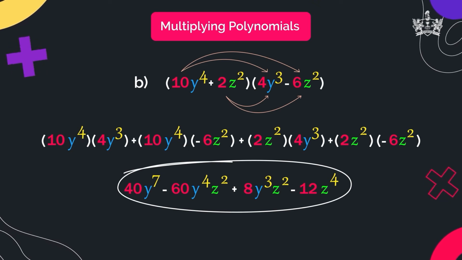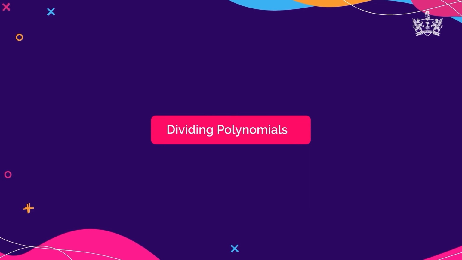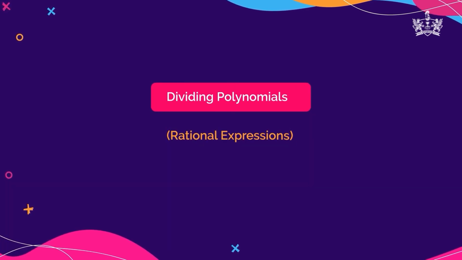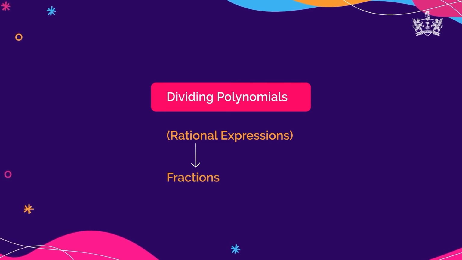Good job! Now that you have this down, let's move into dividing polynomials, otherwise known as rational expressions. Remember that in math, rational is synonymous with fractions, so these expressions will just look like fractions. And just like in multiplying polynomials, the distributive and factorization properties apply here.